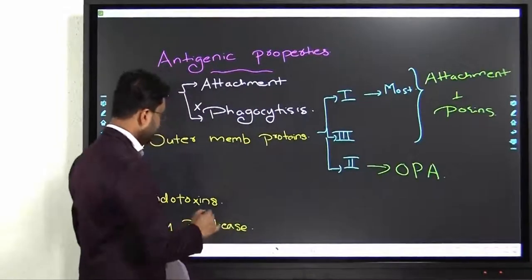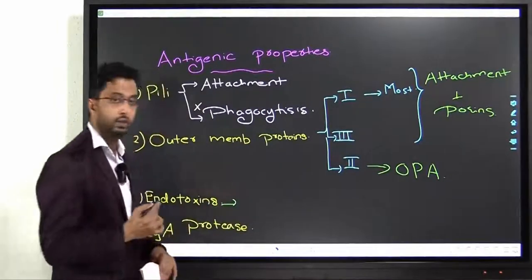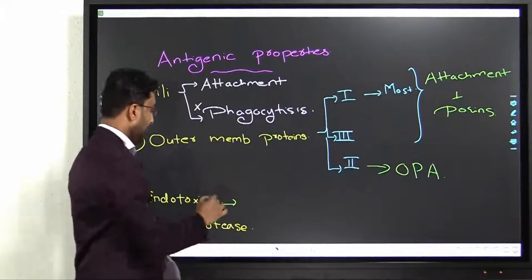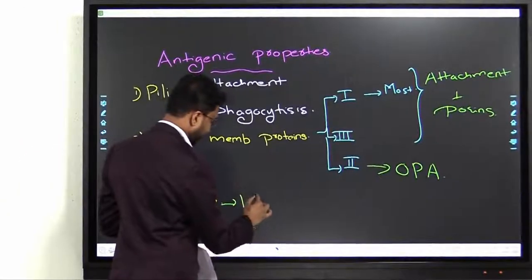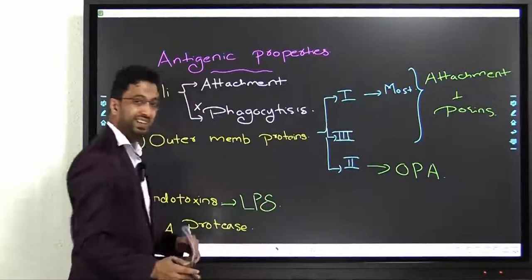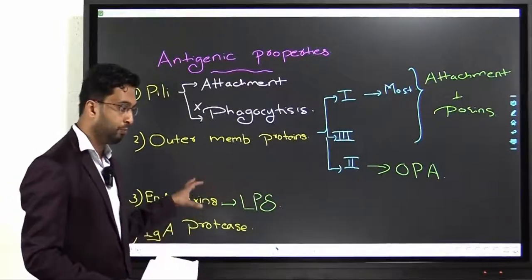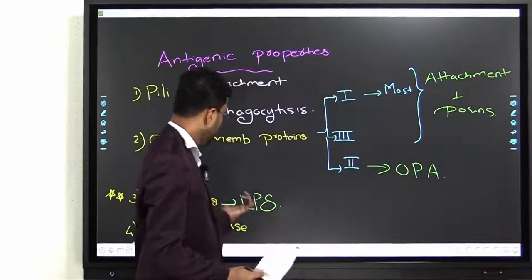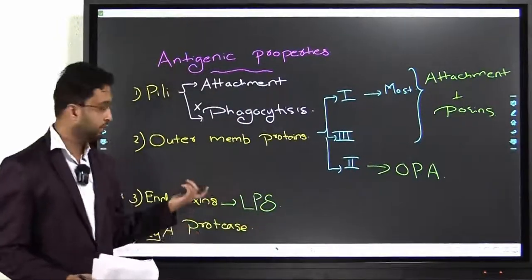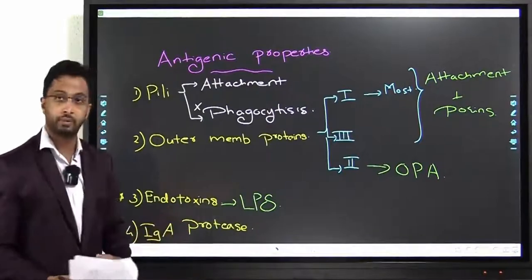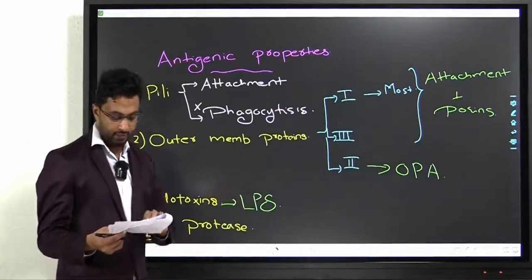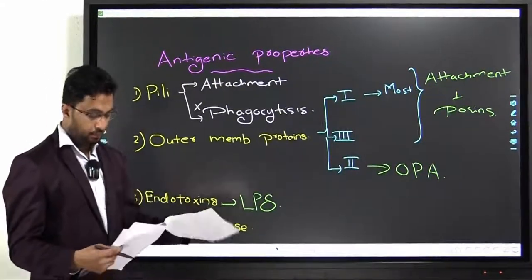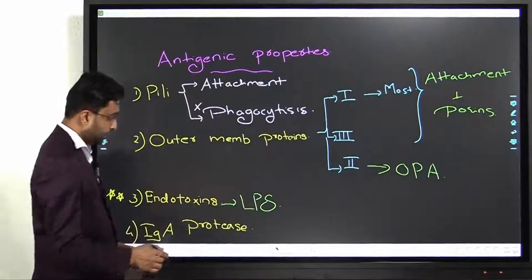Now endotoxins, again they are present on the outer membrane, and they are lipopolysaccharide. What basically endotoxins are: lipopolysaccharides, lipids and polysaccharides. We'll study them in detail. So these endotoxins are lipopolysaccharides on the outer membrane. Fine. Then you have IgA protease.